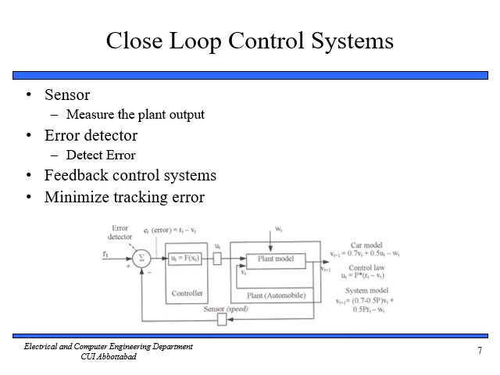As you can see here, we are measuring the output and then we are using a speed sensor to find out the actual speed of the automobile. So we have a sensor to measure the plant output. Then we have an error detector. This portion is the error detector. It detects the error between the reference input and the actual speed. So this is E of t.